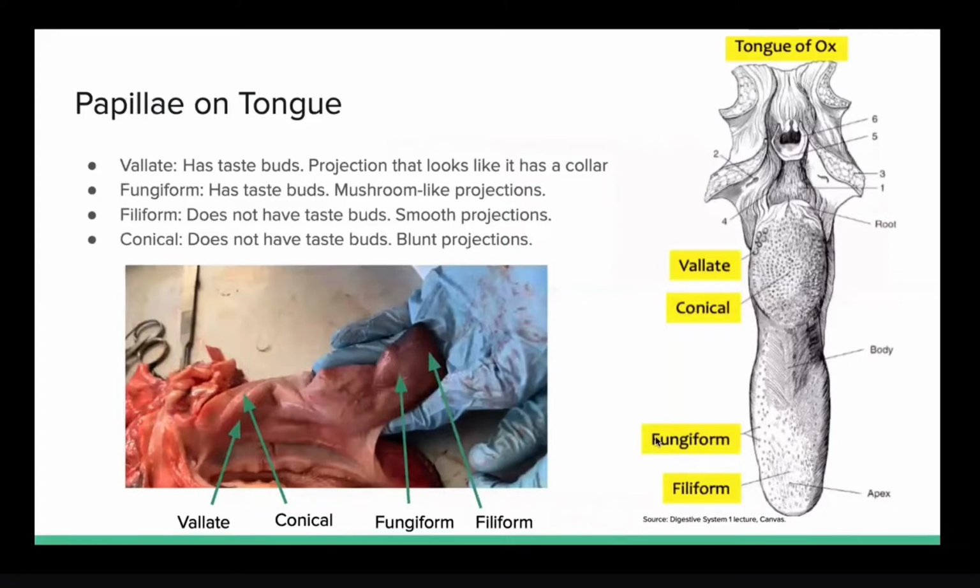So the papillae on the tongue, the two papillae that have taste buds are vallate and fungiform, while filiform and conical do not. Vallate looks like it has a collar, fungiform looks like mushrooms, filiform looks like smooth projections, and conical looks like blunt projections. And these are all located along different areas of the tongue.